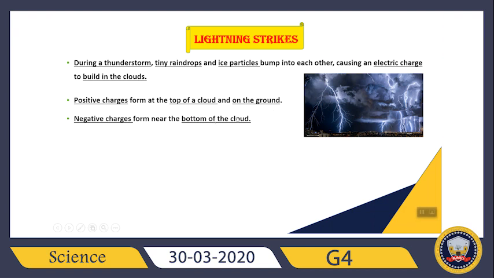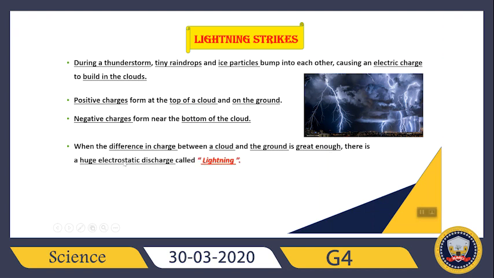So what happens between them? We have said a while ago, electrostatic discharge. Yes, when the electrons jump from the negative body to the positive one, what happens between them is electrostatic discharge. So when the difference in charge between the cloud and the ground is great enough, a huge electrostatic discharge happens, which is called lightning. It's called lightning, but it's a huge one.